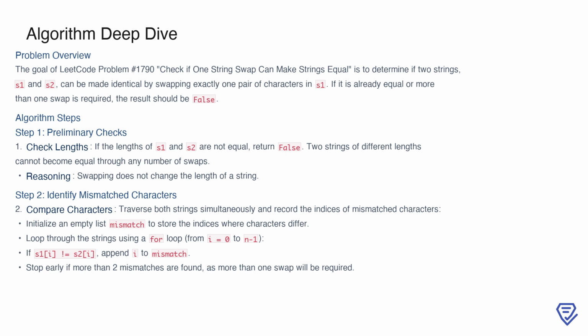Next, we examine the characters of both strings, identifying the indices where they differ. For this, we use a list called mismatch to store these indices as we traverse both strings. Importantly, if we find more than 2 mismatches during this step, we can conclude early that the answer is false, since more than 1 swap would be needed to align the strings. This early exit helps us optimize the solution by avoiding unnecessary computations when the condition is already violated.